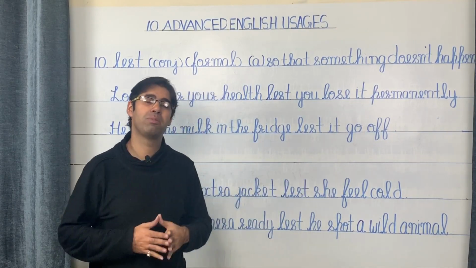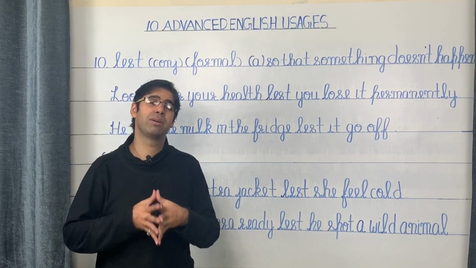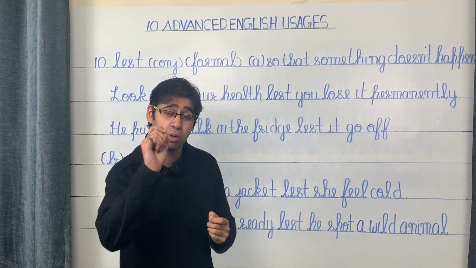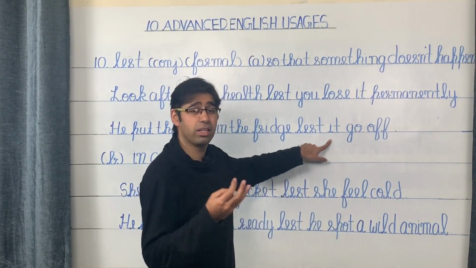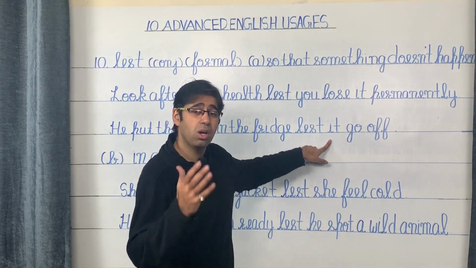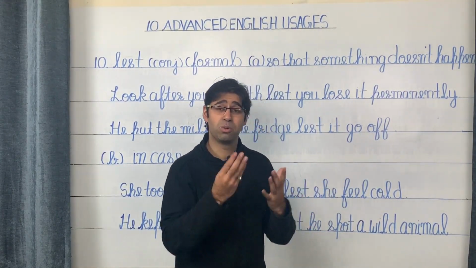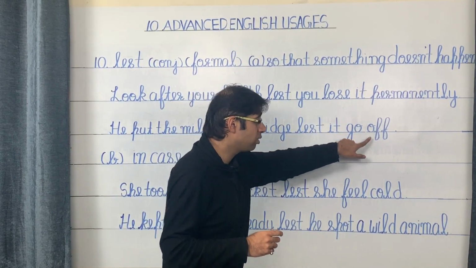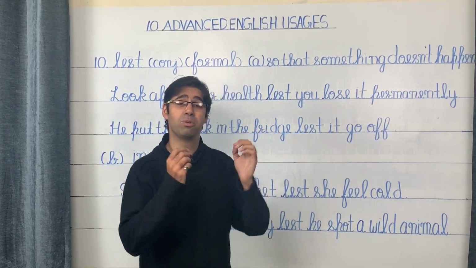Now, another important point about the usage of lest is that lest employs the subjunctive mood in sentences, which is to say that whatever be your pronoun in the sentence, let it be the personal pronoun rather, I, you, we, they, he, she, it, all of them will follow the verb in the base, root, or the infinitive form. You won't have lest it goes off. You're going to instead have lest it go off, and this rule remains.